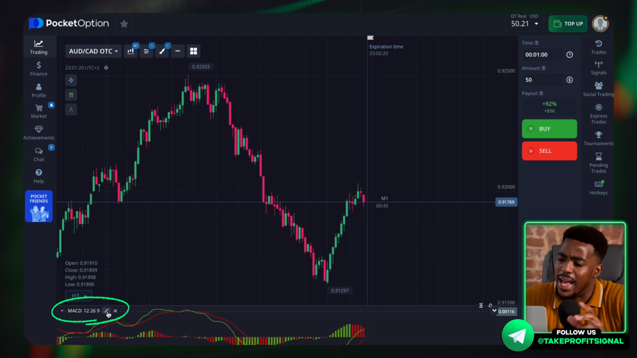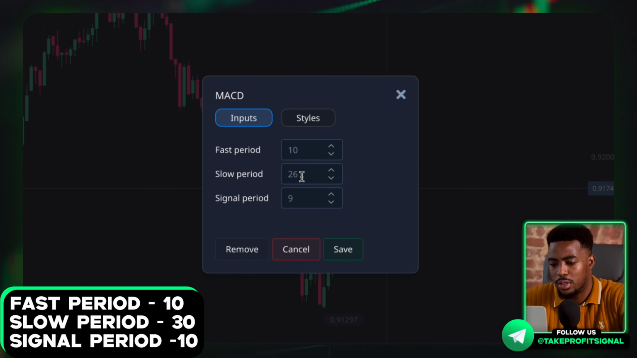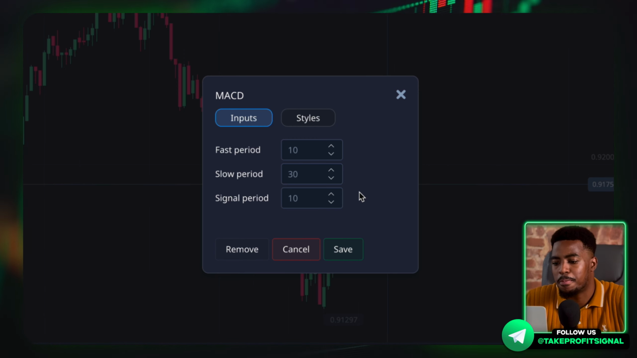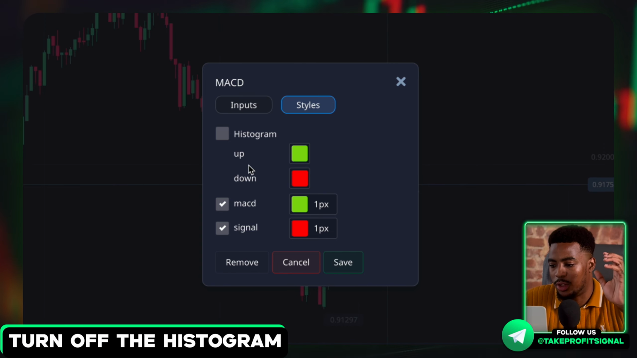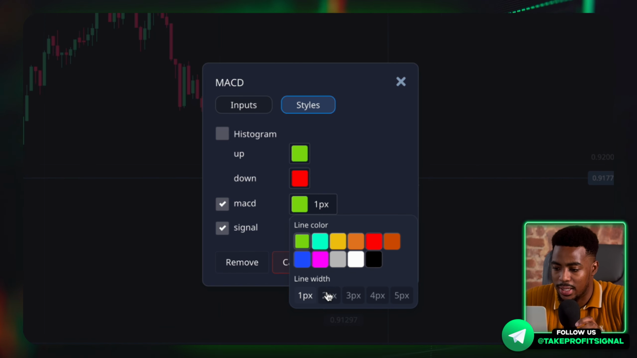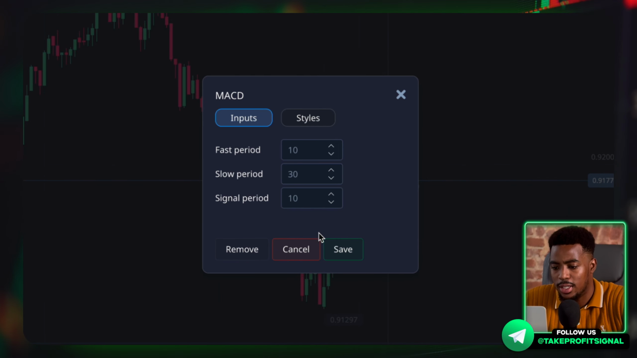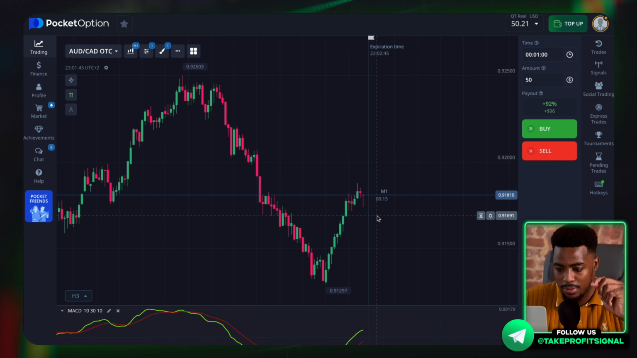I don't know how it happened, but when I use a period of 10 here, a period of 30 here, and also 10 here, the indicator starts to work really accurately. In the styles, we can turn off the histogram and make the MACD line thicker. If you didn't understand any of this, just set the same settings as mine and click the save button.